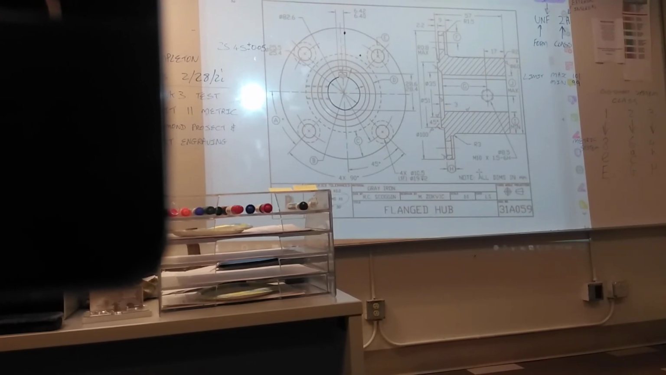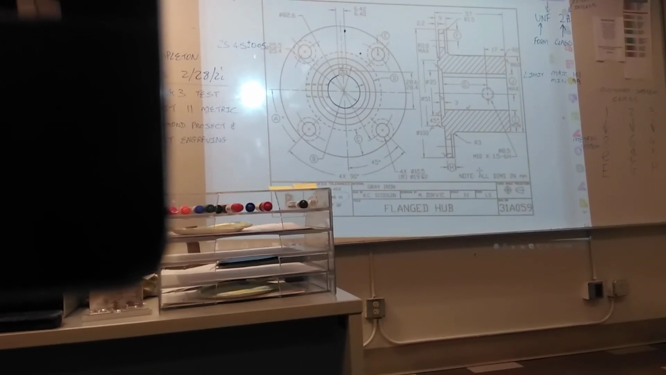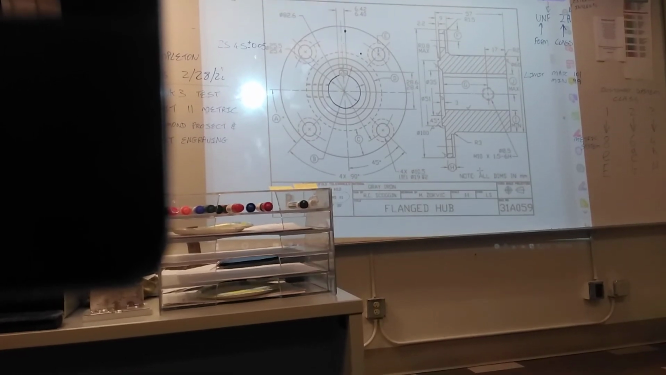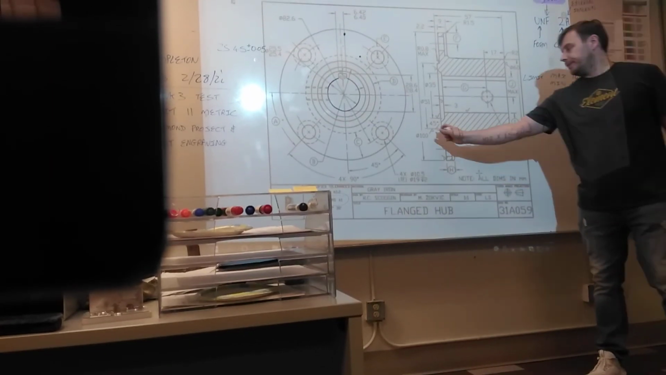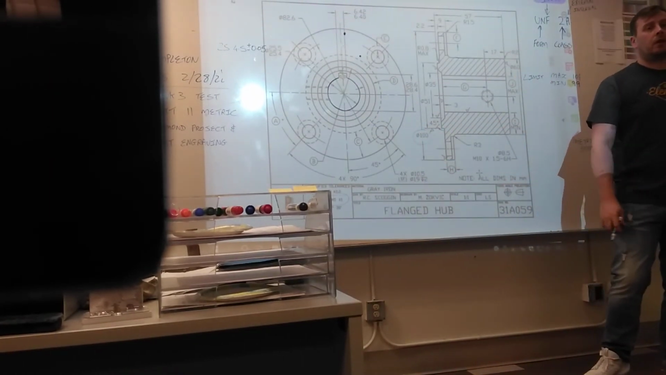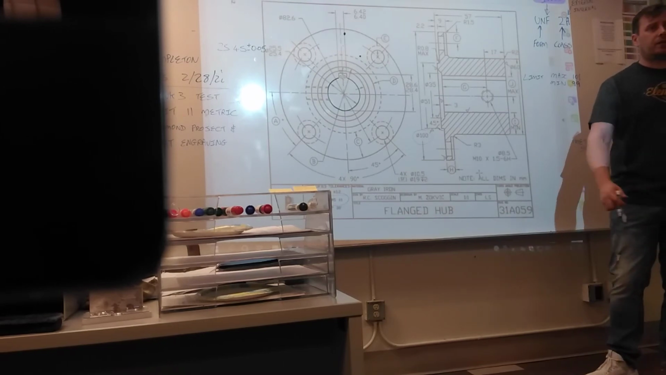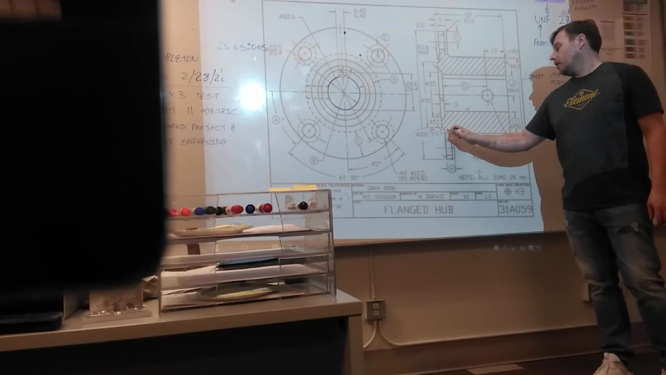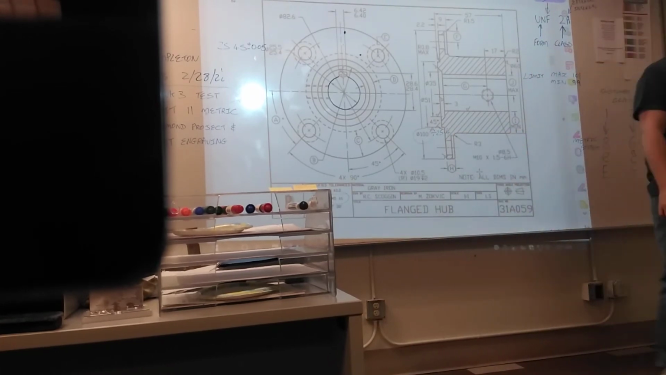Number 7, convert the flange diameter to its inch equivalent. So what are you going to do with 100? Millimeters to inches means divide by 25.4.